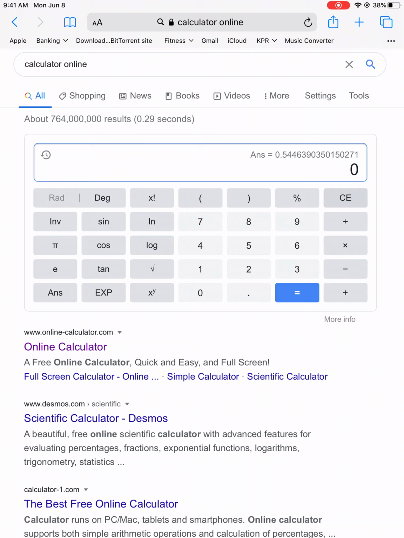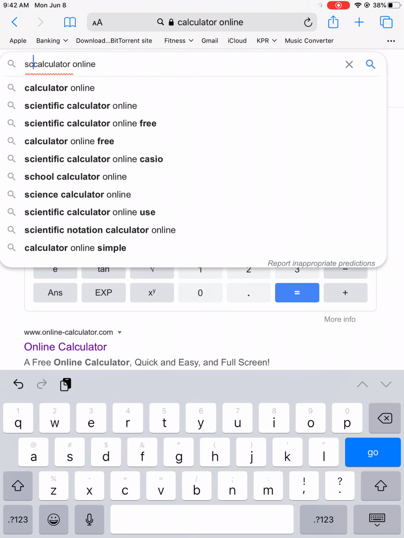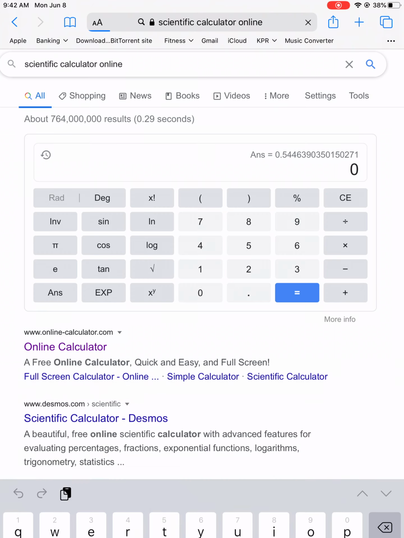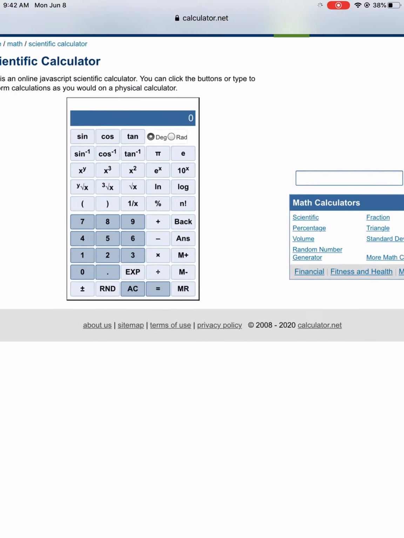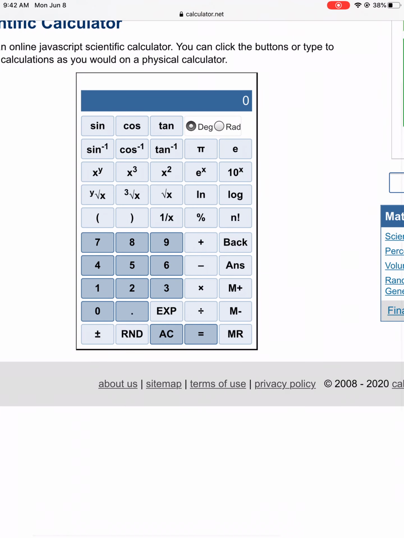If I can't do this, I was really hoping I could just change this one. Let's do scientific calculator online. Didn't even work. Let's see what this one's about. Okay, here we go. So, as you can see in this calculator here, sine to the minus 1 is already in there. So this one's going to be a little bit different.